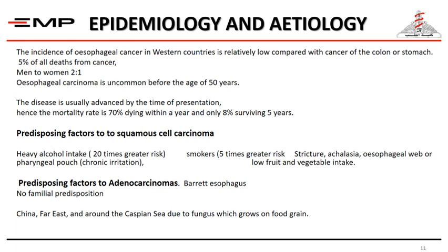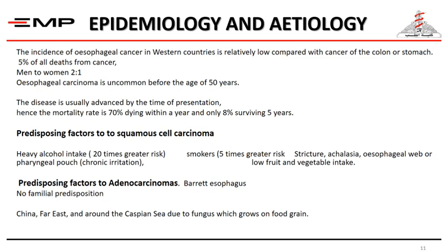Regarding the epidemiology and the etiology, it occurs after cancer colon and stomach. Concerning the incidence, males are more commonly affected than females, 2 to 1. It is uncommon before the age of 50, but it happens. The disease usually is advanced by the time of presentation, having a mortality of up to 70% within 1 year.